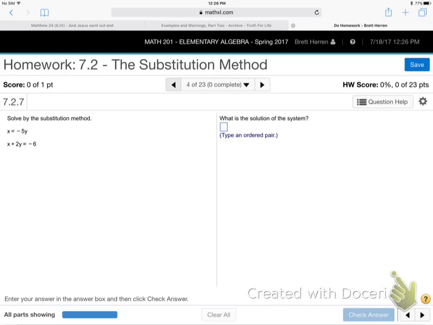All right. Let's do that one. We'll try to do number 10. Okay, so x equals negative 5y. X plus 2y is negative 6. Okay, try that one. You can do whatever you want. Plug them in, do substitution, or do the elimination.